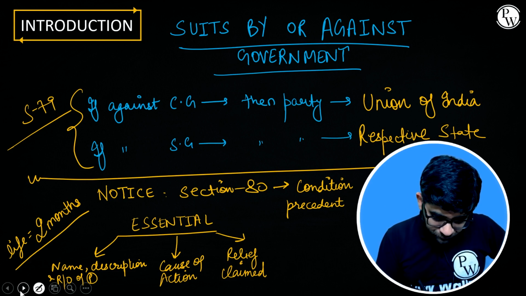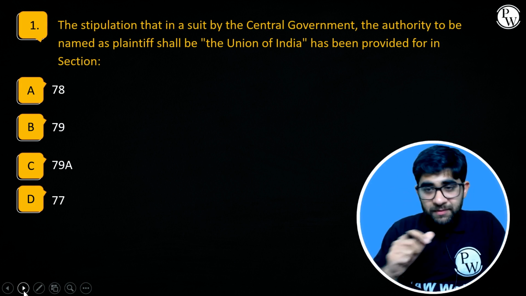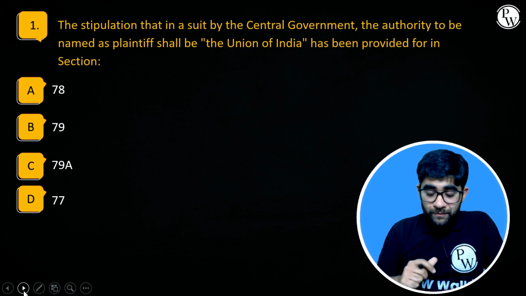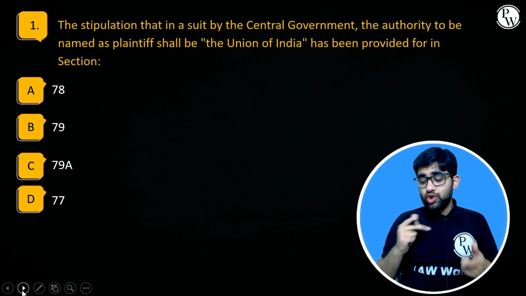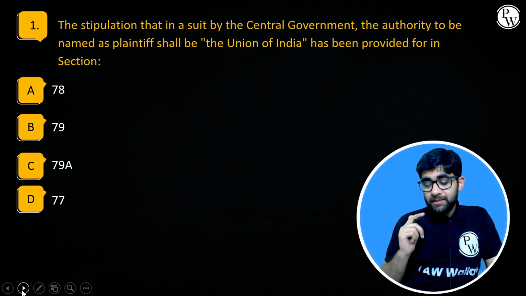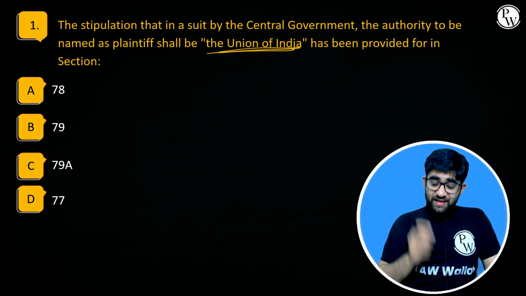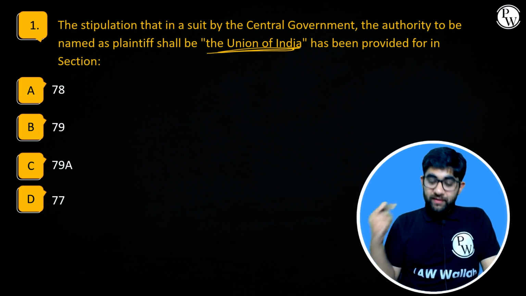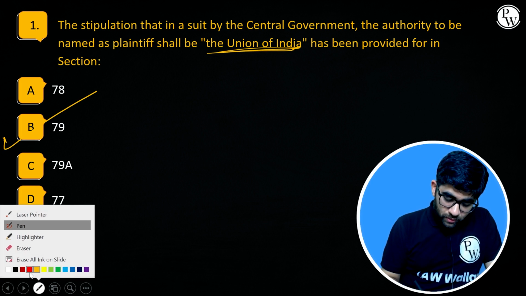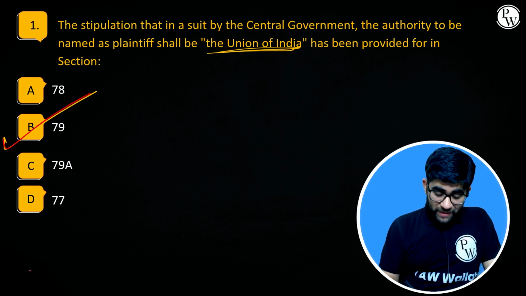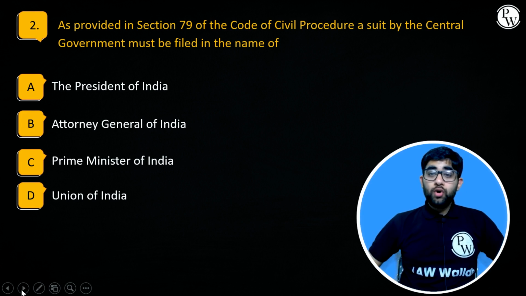Next shall be the MCQs. I'll start with the important MCQs and concepts of suits in particular cases, starting with question number 1. The stipulation that in a suit by the central government, the authority to be named as plaintiff shall be the Union of India has been provided for in section 78, 79, 79A or 77. I've already told you answer to this is 79.